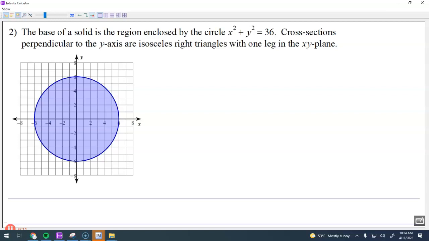It is. But if it's isosceles, what do you know about the base and the height? So it's base squared. 1/2 squared. Yeah. That's right. That's right.